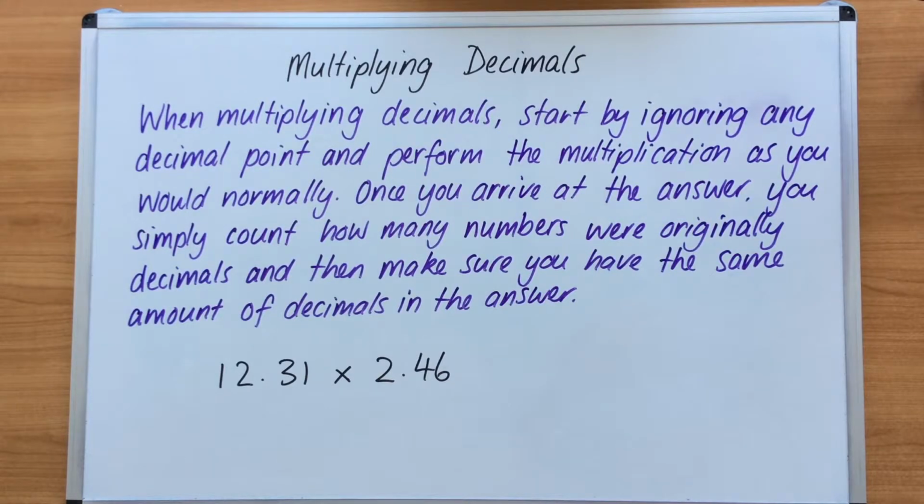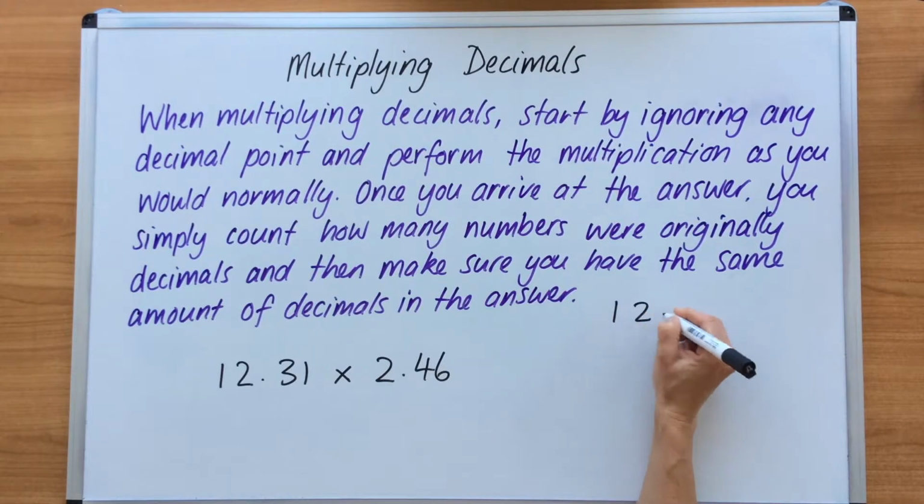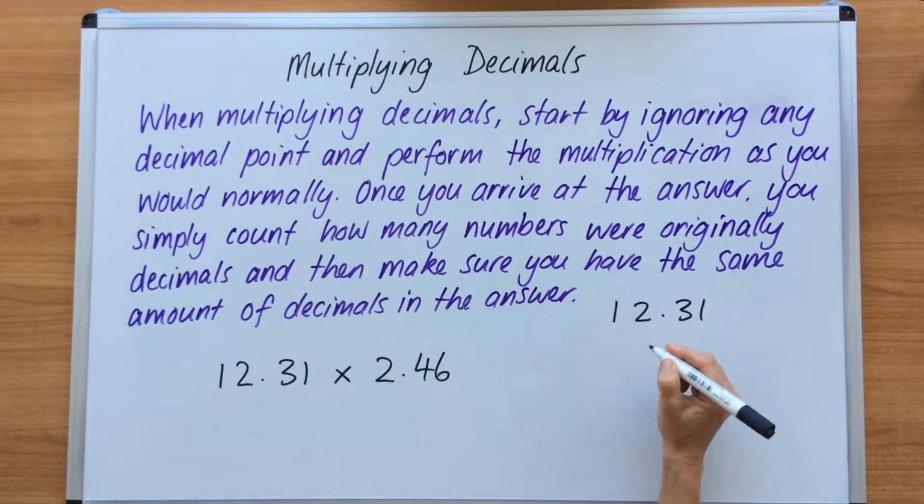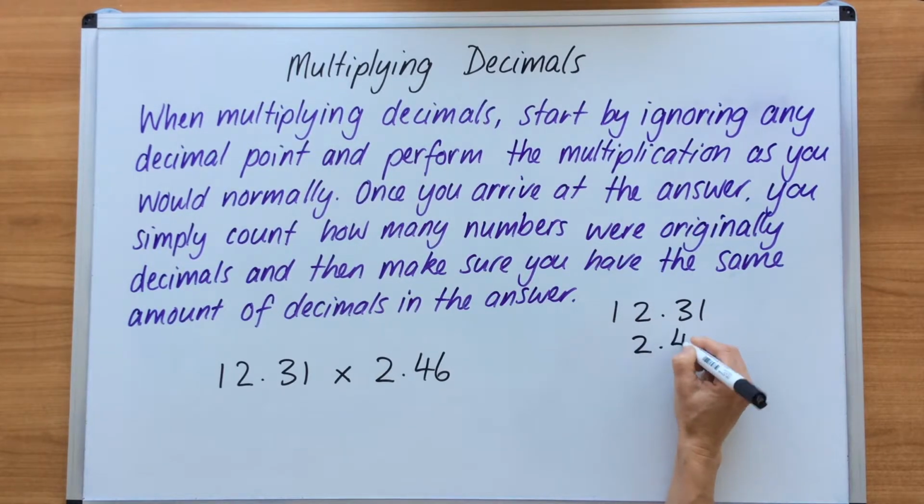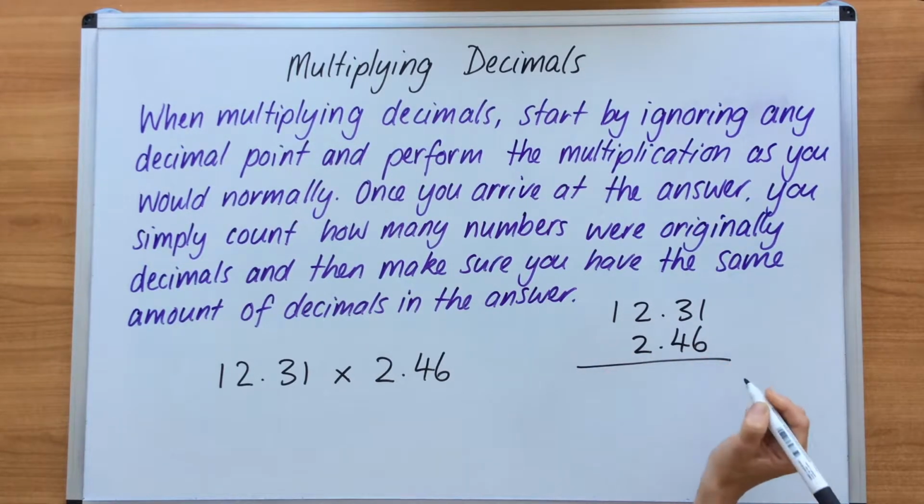Okay, so I've got another question here, 12.31 multiplied by 2.46. I'm going to set this out exactly as I did before. I'm going to ignore the decimal places. Even though these ones line up quite nicely, I'm just going to ignore them, and I'm going to multiply as I normally would for this question.